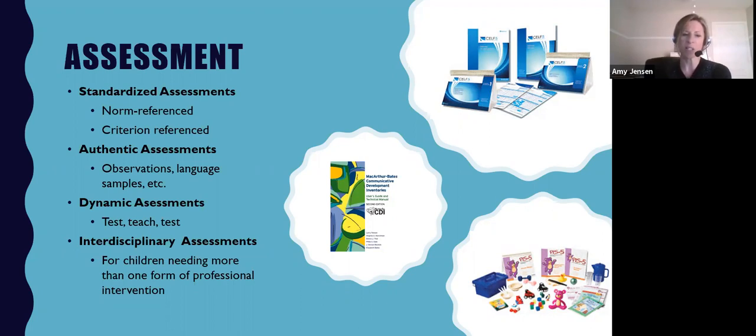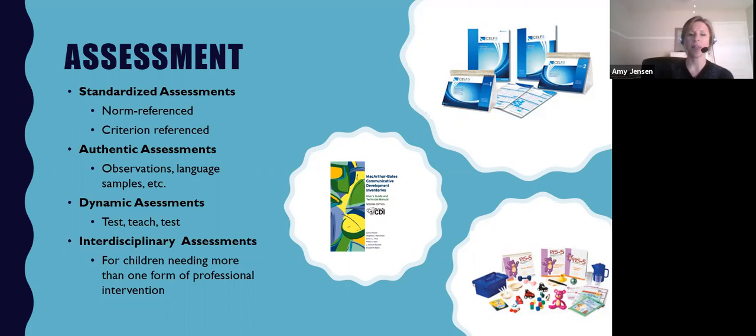Authentic assessments. So those are things like observations, language samples, how they actually use language in real life contexts. Those are really important to describing what's going on. So we use those as well.